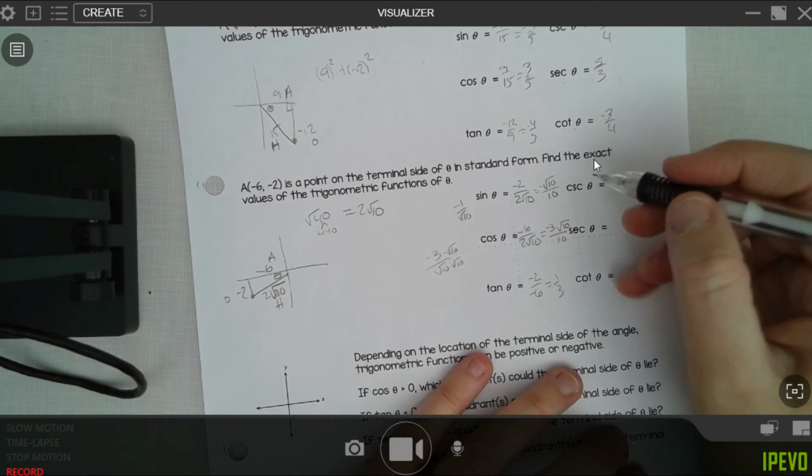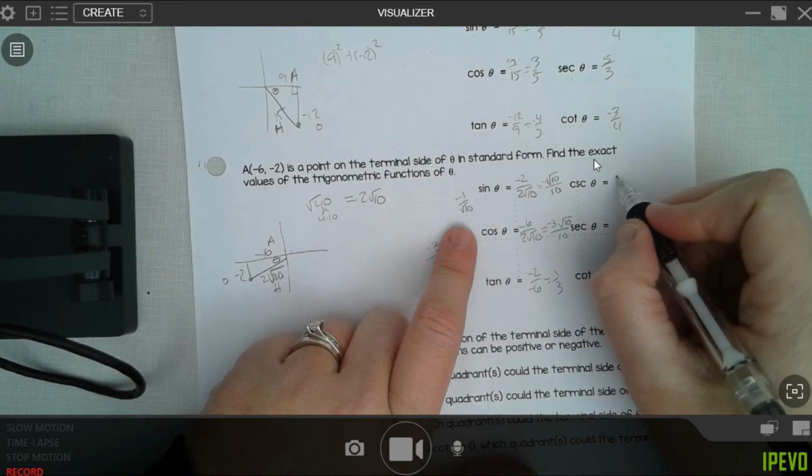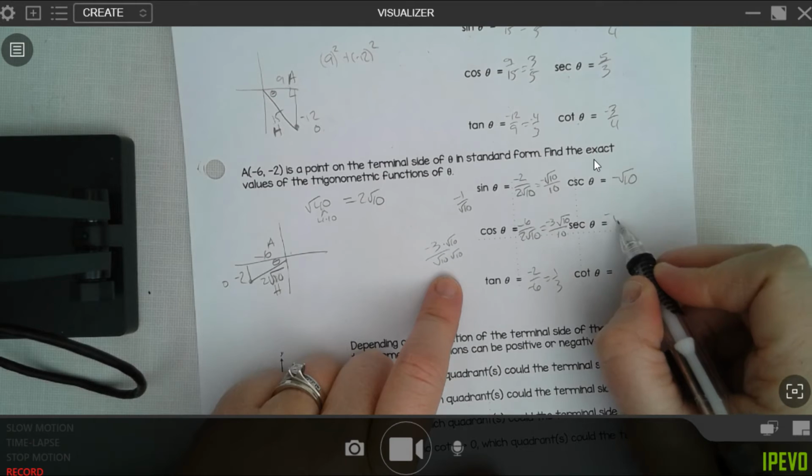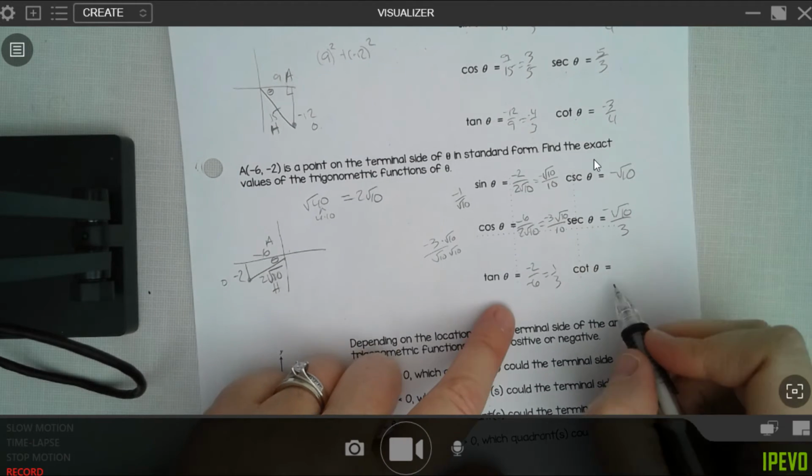And then if you want to flip these, I'm going to flip the originals right here because it was already simplified. This was this right here, so that would be negative square root of 10 over 3. And this is just 3 down here.